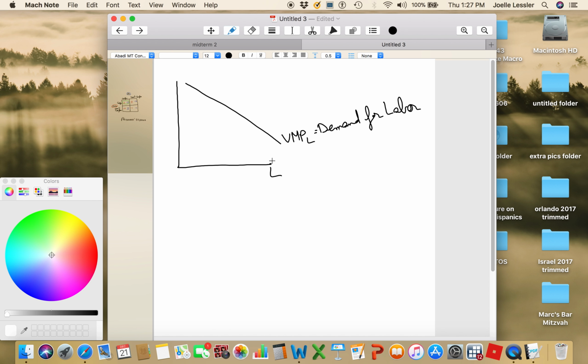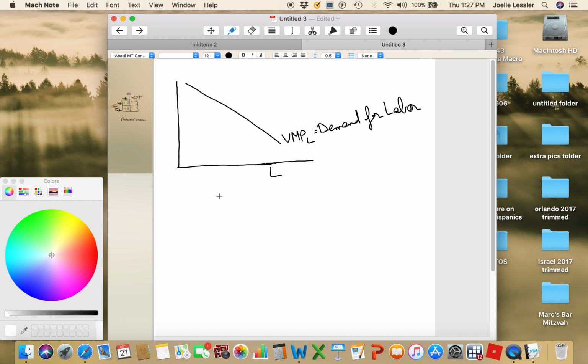Okay? And the reason it's diminishing is because marginal product of labor is typically diminishing. Okay? Now, what can affect the demand for labor?